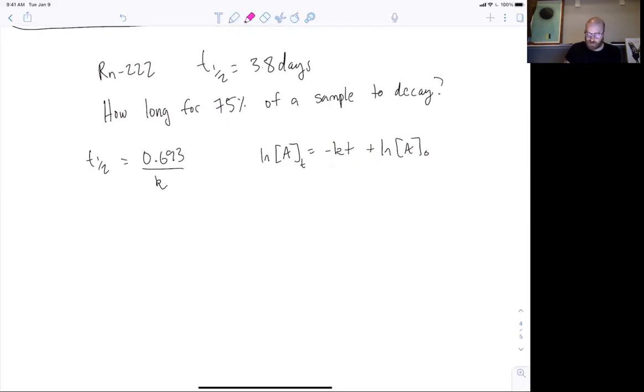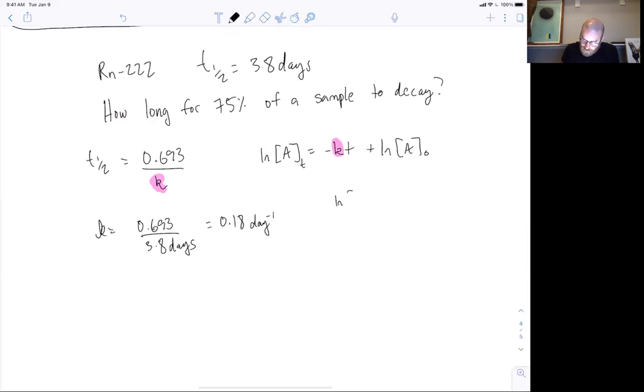But in order to do that, what I need is k, and I can calculate that from this. So we can just say that k is equal to 0.693 divided by the half-life, which is 3.8 days. And so we can express this as 0.18 inverse days. And then we want to come over here and use that to figure out what our time is. So we're looking for t here. So we'll go ahead and solve for that.